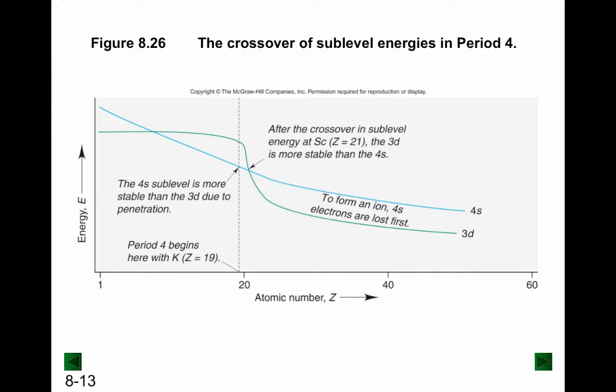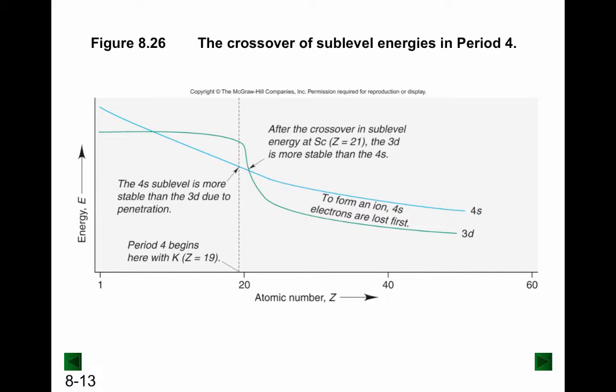The 3d orbitals are empty in elements at the beginning of period 4. Because the 4s electrons penetrate closer to the nucleus, the energy of the 4s orbital is lower in elements potassium and calcium, therefore the 4s orbital is filled first. But at atomic number 21, the 3d orbitals start to fill up with electrons, and these inner electrons are attracted by the increasing nuclear charge, so they start to shield the 4s electrons. As a result, we have a crossover with the 3d sublevel becoming lower in energy than the 4s.